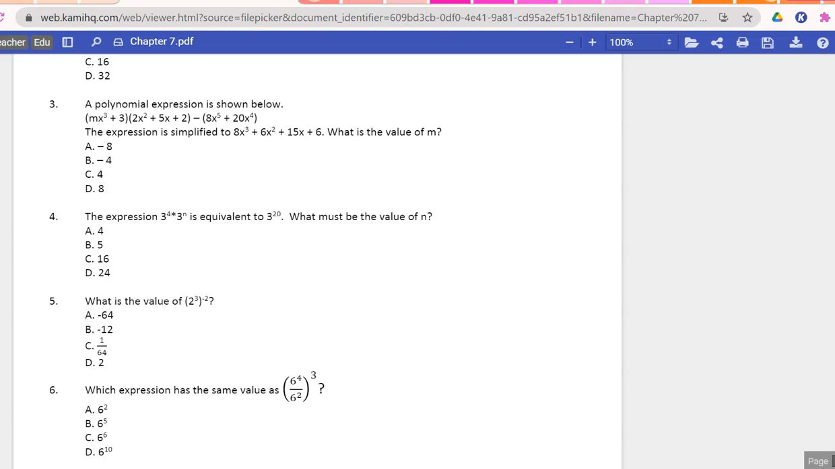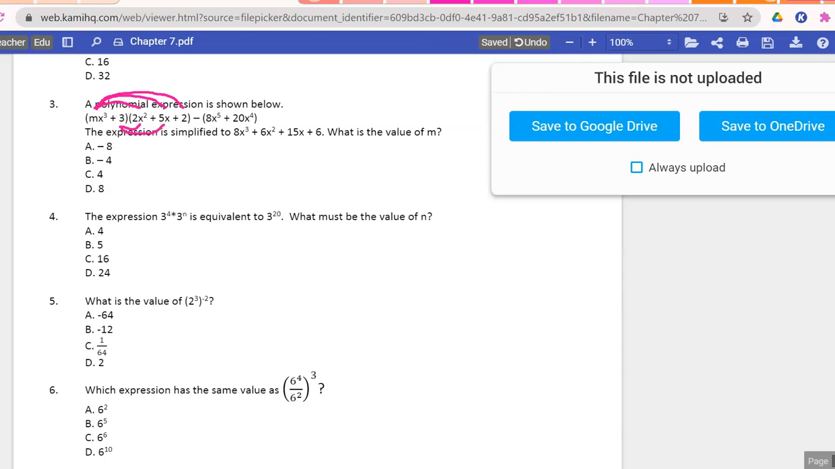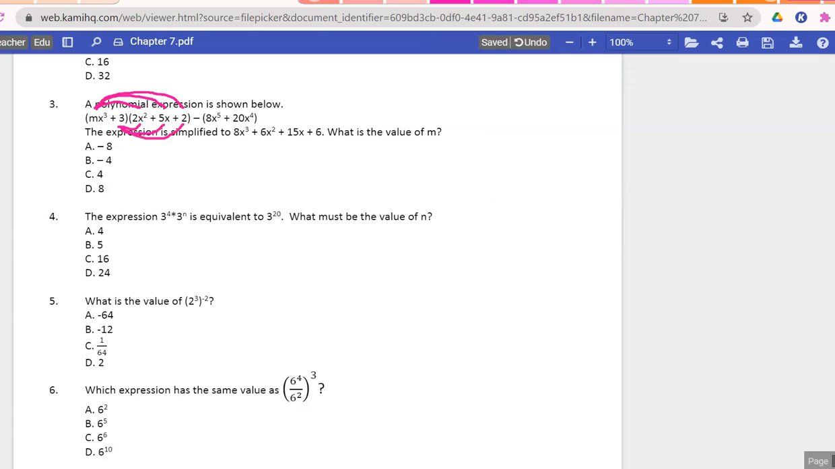If you get a problem like this, where you're looking for some sort of mystery number, the first thing you want to do is simplify it just like you would if m was a regular number. So we're going to distribute the mx to the third to all 3 of these things in your second set of parentheses, and we're going to distribute the 3 to all 3 of those things in the second set of parentheses.